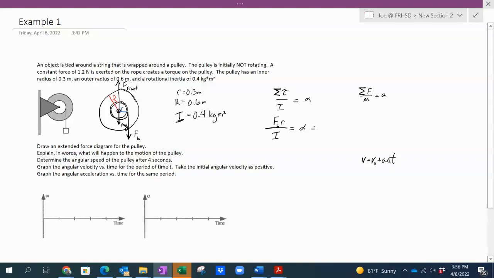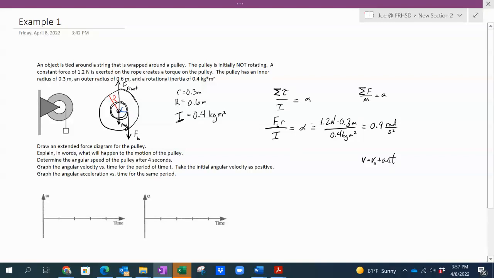So in order to solve this, we then have 1.2 newtons times 0.3 meters divided by the inertia, which is 0.4 kg m squared. I had listed all the givens in the problem, so you didn't have to worry about reading through the problem in this video. When you solve for the angular acceleration, you get radians per second squared. We'll discuss more what a radian is next week.